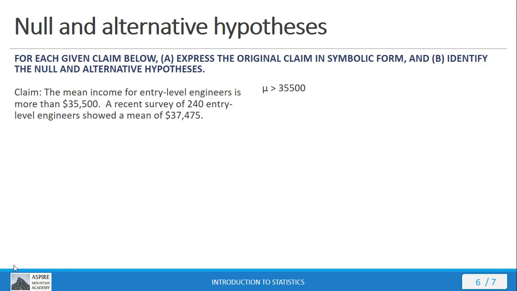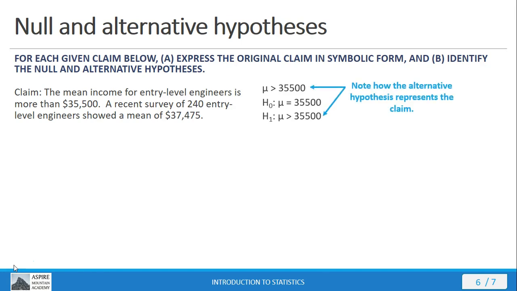We then take those same denotations, and we're going to replace that inequality sign with an equal sign, and that's going to become our null hypothesis, because the null hypothesis, by definition, is a statement of equality. We can then take the claim and make it the alternative hypothesis. So notice how we've taken that claim and just made it the alternative hypothesis, and then the null hypothesis is simply a statement of equality. And that's really all there is to it.